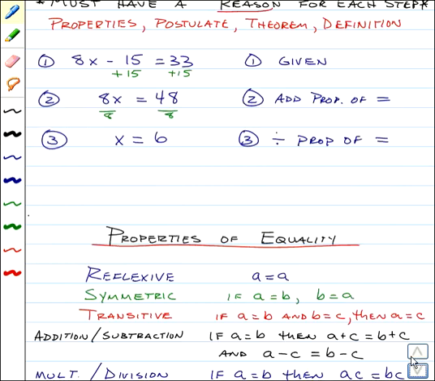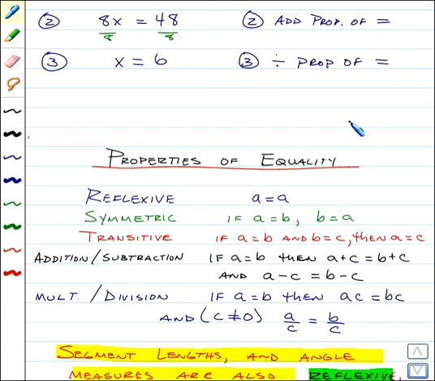Since we started talking about properties, let's review some properties of equality. We have the reflexive property to start off with, which tells us that any number a is equal to itself. The symmetric property tells us that if a equals b, you can write that as b equals a. It means the same thing; you can flip numbers across. In the transitive property, if a is equal to b and b is equal to c, then a has to be equal to c.